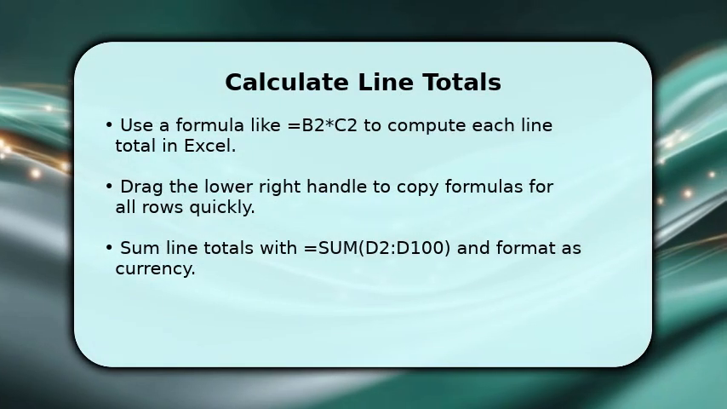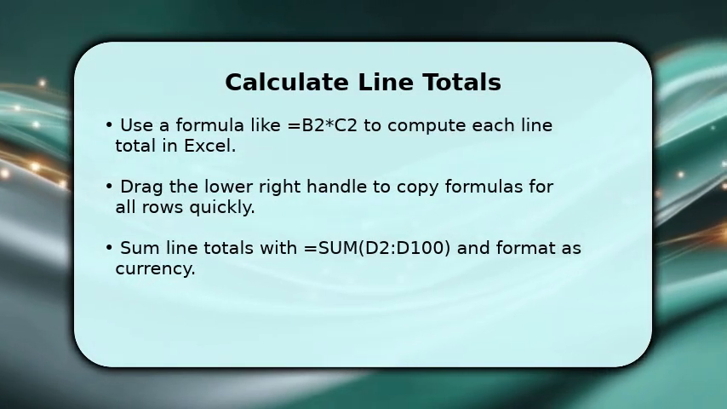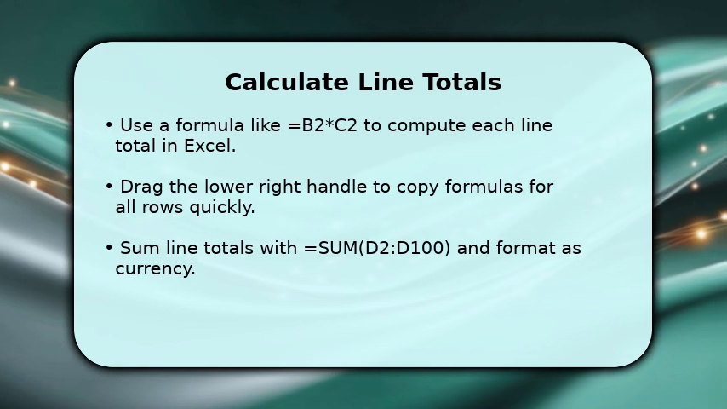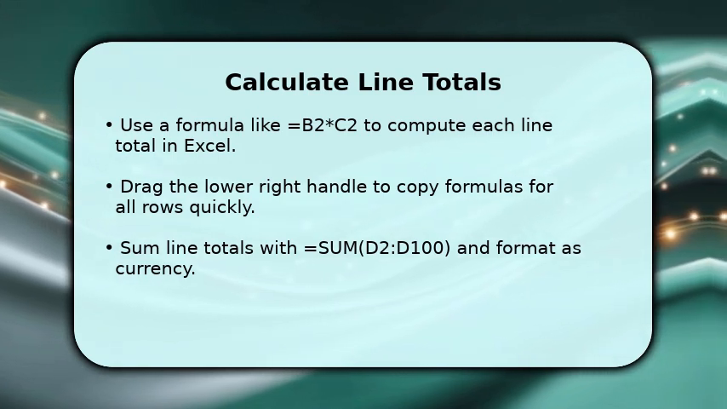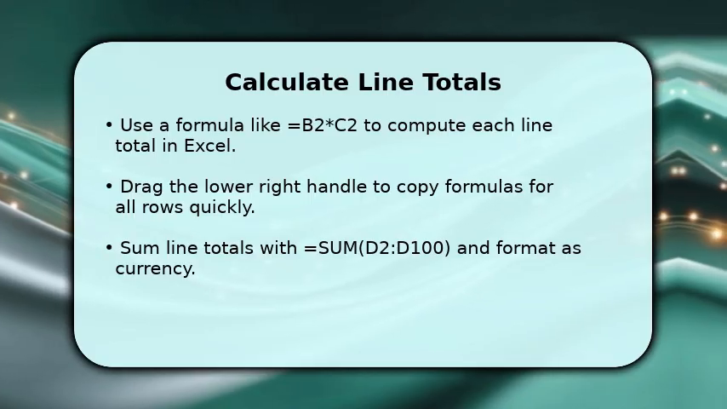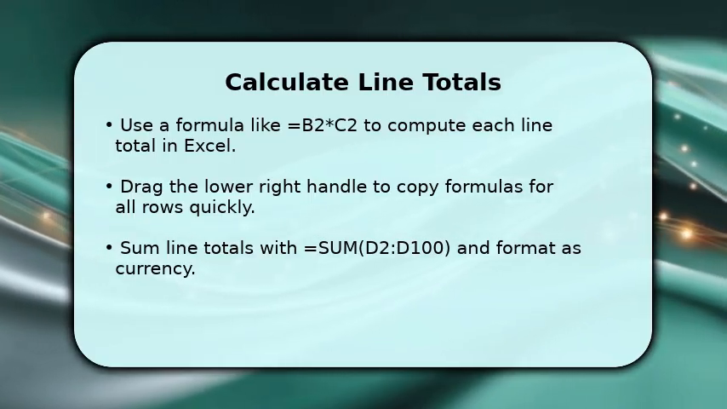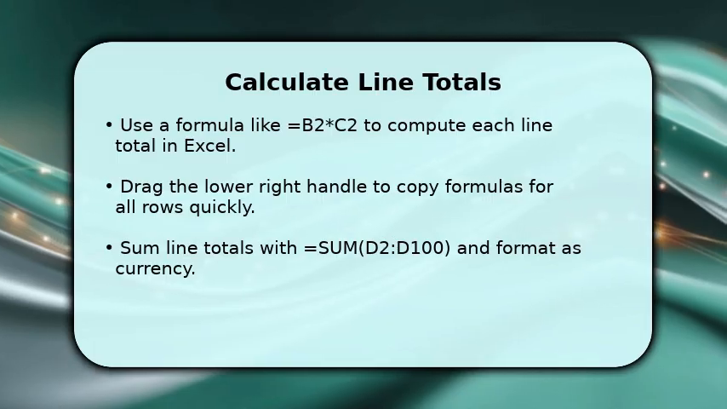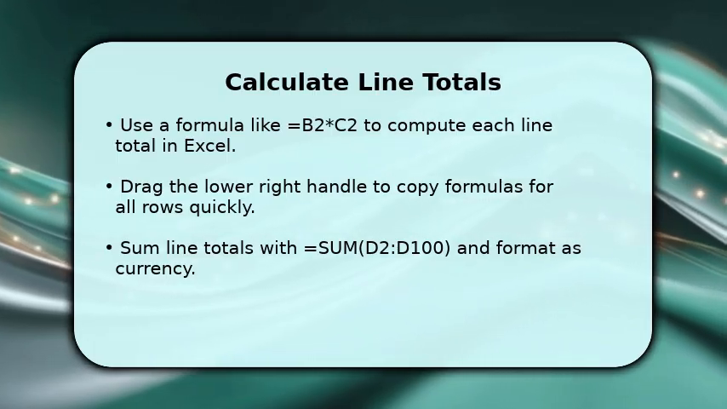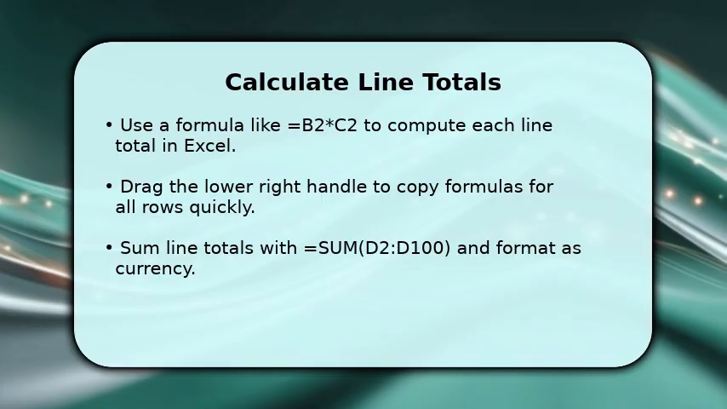In the first total cell, enter a formula to multiply quantity by unit cost. For example, type equals B2 asterisk C2 and press Enter to see the line total. Click the fill handle and drag down to copy the same formula to additional rows quickly. Watch Excel adjust row references automatically for each line.